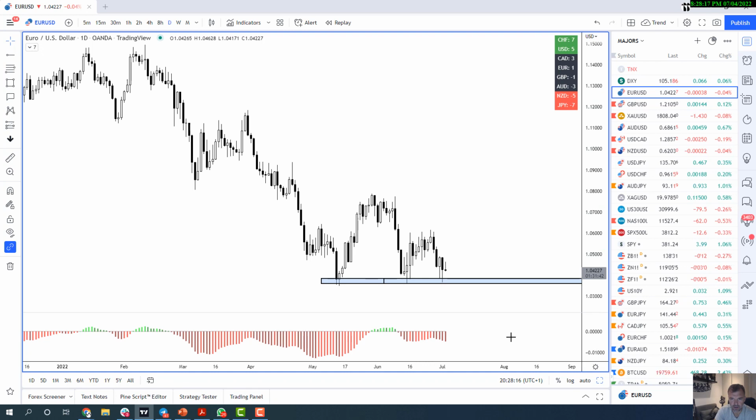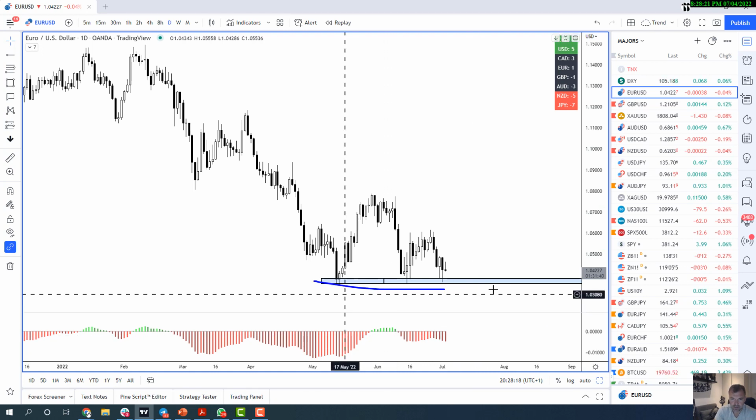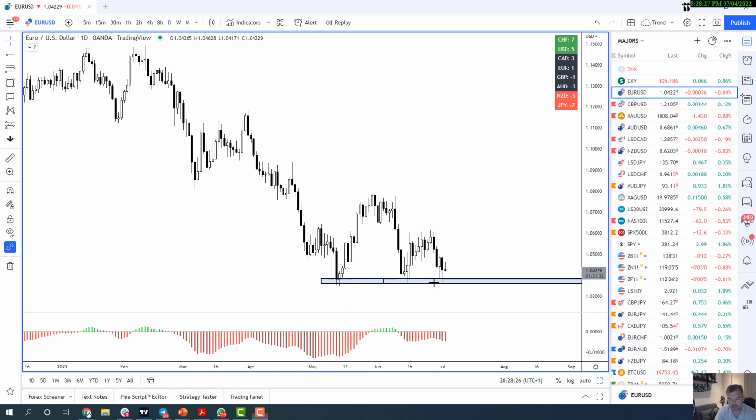But like the dollar index, we can see that the market here is putting in a flat line, but yet the MACD histogram is putting in an ascending line, which is a divergence signal, meaning that the market momentum to the downside is fading and that we could potentially see a market movement to the upside.